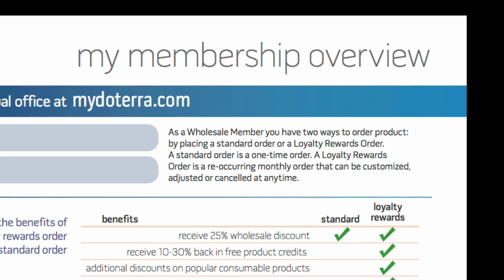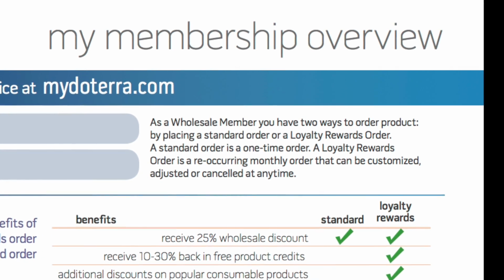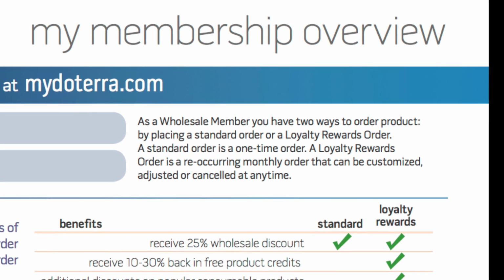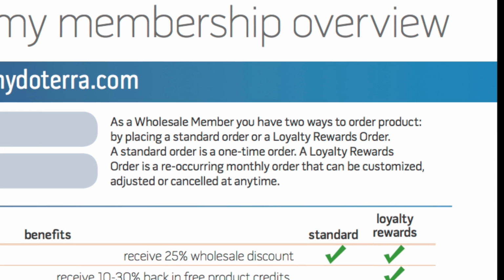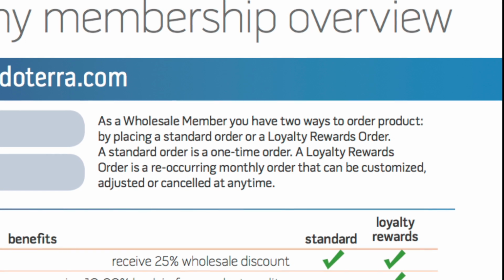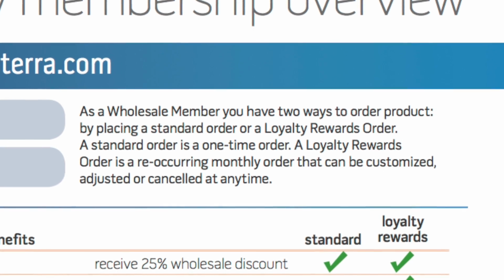But it says, as a wholesale member, you have two ways to order product: by placing a standard order or a loyalty rewards order. A standard order is a one-time order. A loyalty rewards order is a reoccurring monthly order that can be customized, adjusted, or canceled at any time. If they understand that, then they know that there's no downside to doing a loyalty rewards order. They're not locked into anything. It can be customized, adjusted, or canceled.